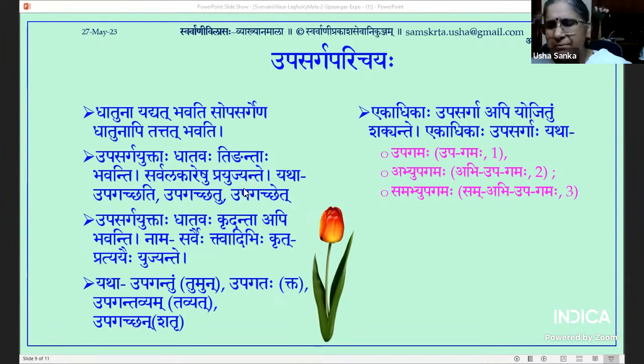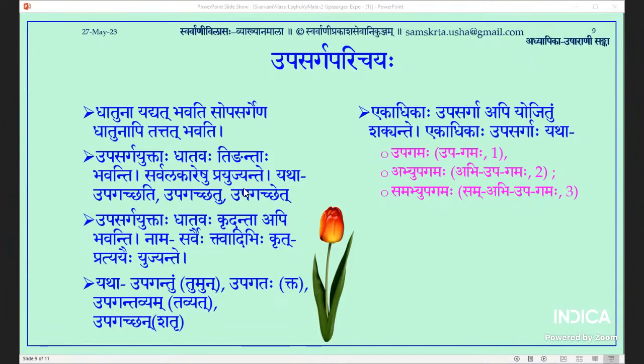Maximum 3 is very common. Until 3, it's very common. 3 upasargas we just find like that. Okay. So I tried to put 3 examples here. So one of you please read it. Neelam Bhagini, can you please read these 3 upasargas examples, multiple ones?